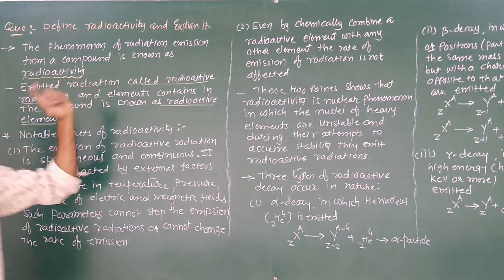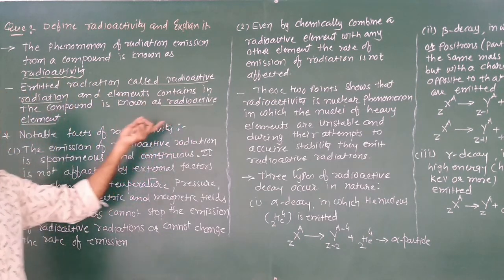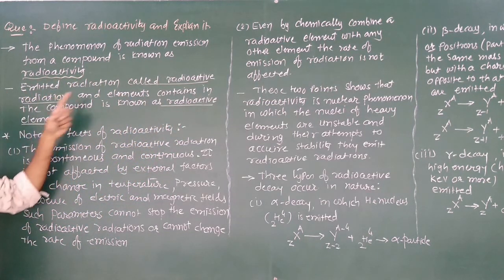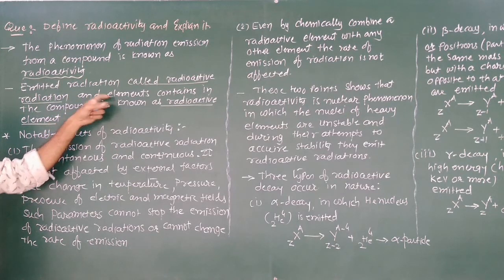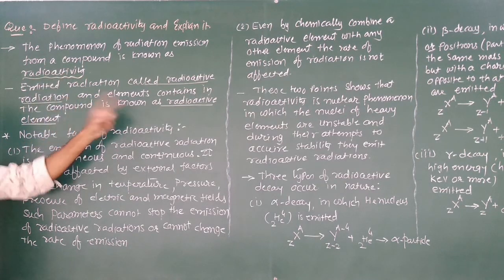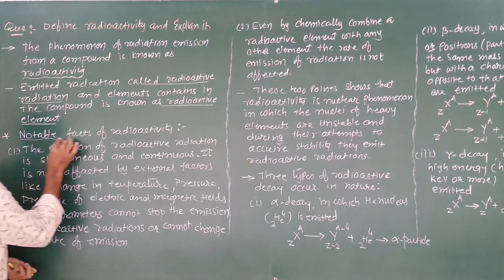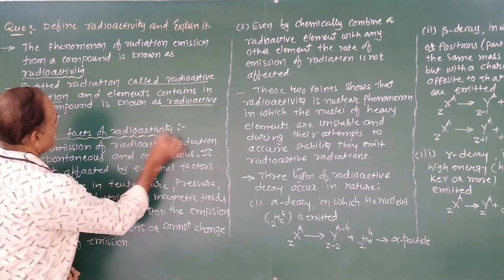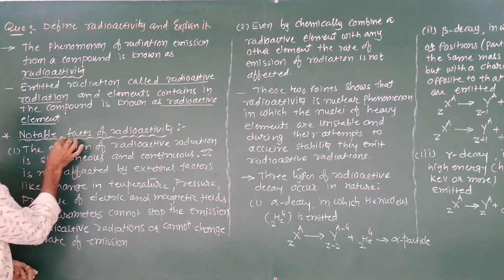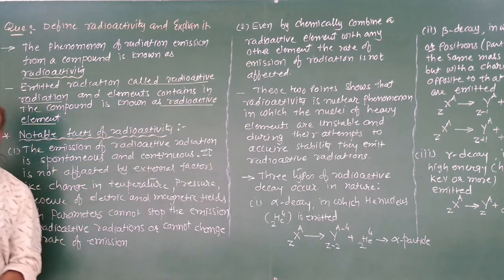Again, the emitted radiation is known as the radioactive radiation, and the element or compound that emits the radiation is known as the radioactive element or radioactive compound. Now, the main points of radioactivity. Important points of radioactivity. What are the points?